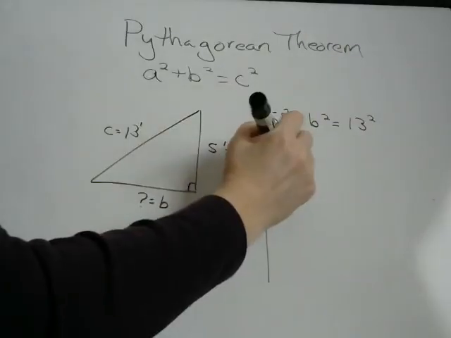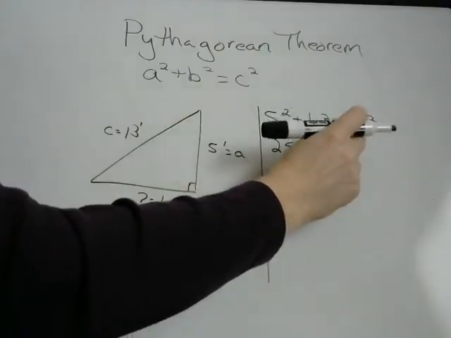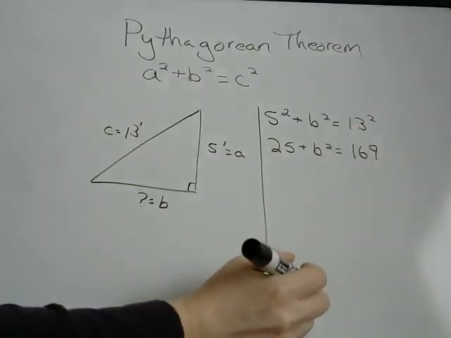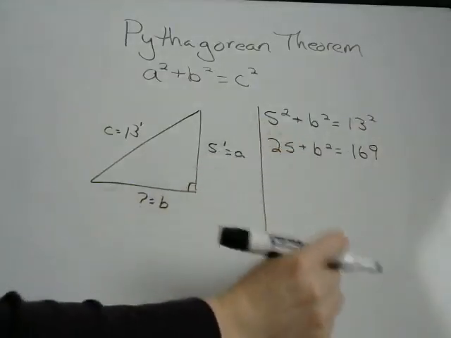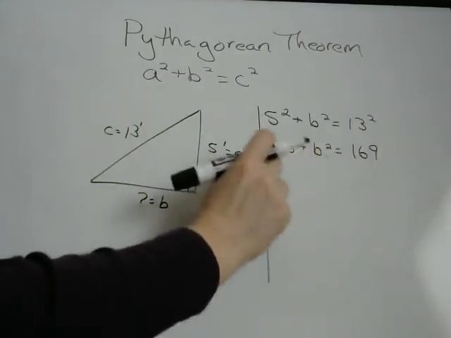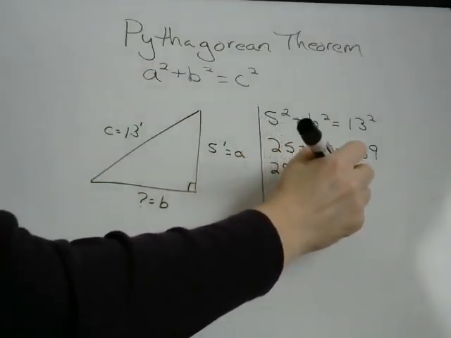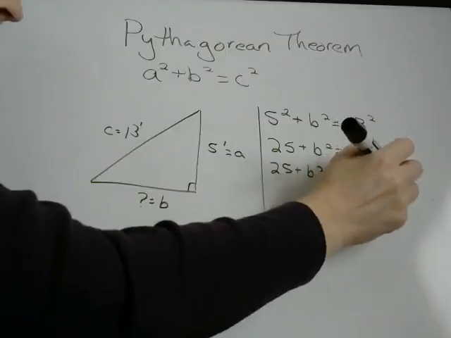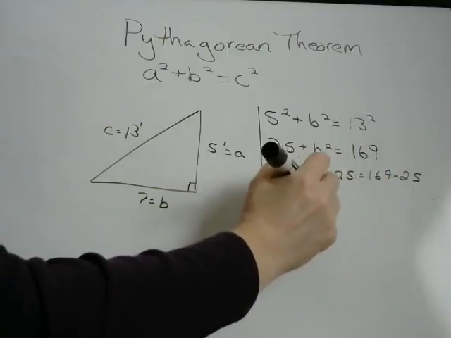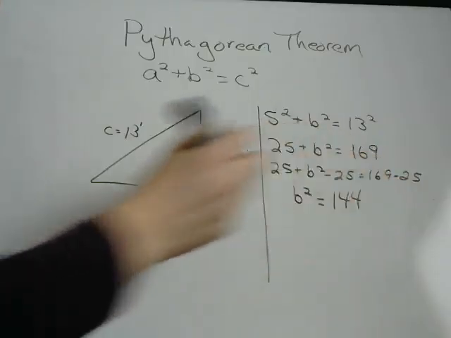5 squared is 5 times 5, 25, plus B squared equals 13 squared is 169. 13 times 13. Now again, we have an algebra problem. If you don't know how to solve this, you need to watch the algebra video on the Facebook page. You want to get B by itself. So in order to do that, we're going to subtract 25. If we subtract 25 from one side, we have to subtract 25 from the other side. 25 minus 25 is 0. So we have B squared equals 169 minus 25, which is 144.